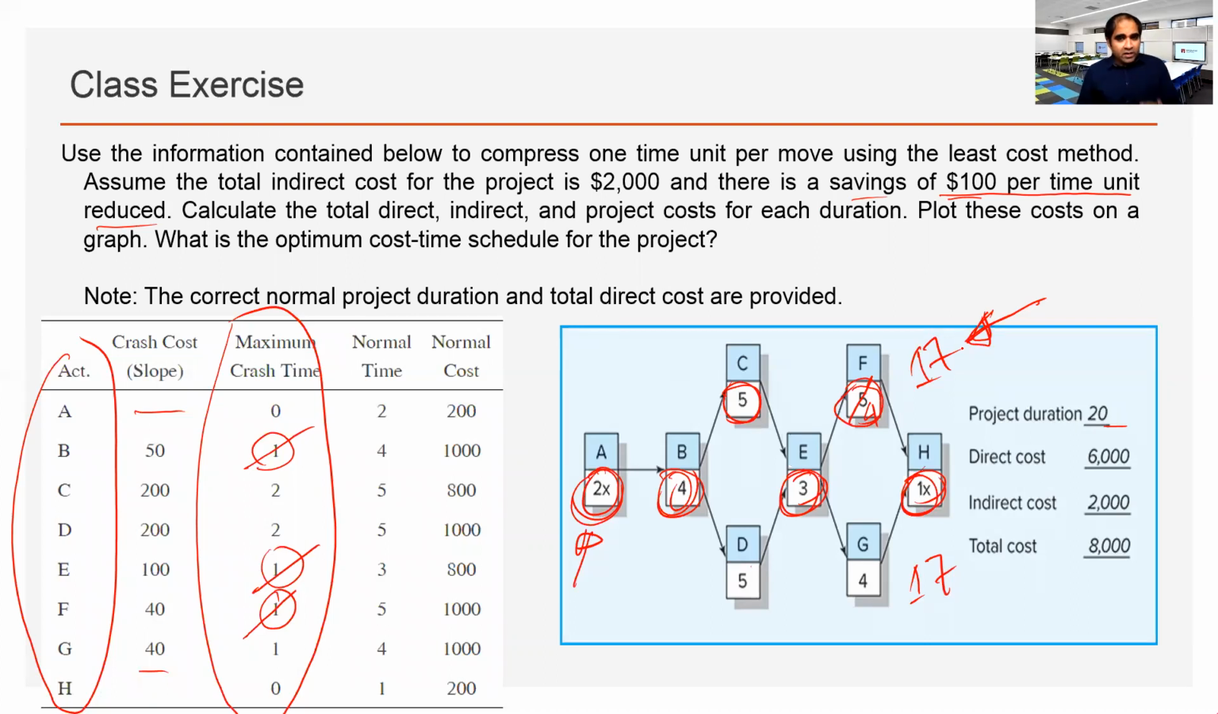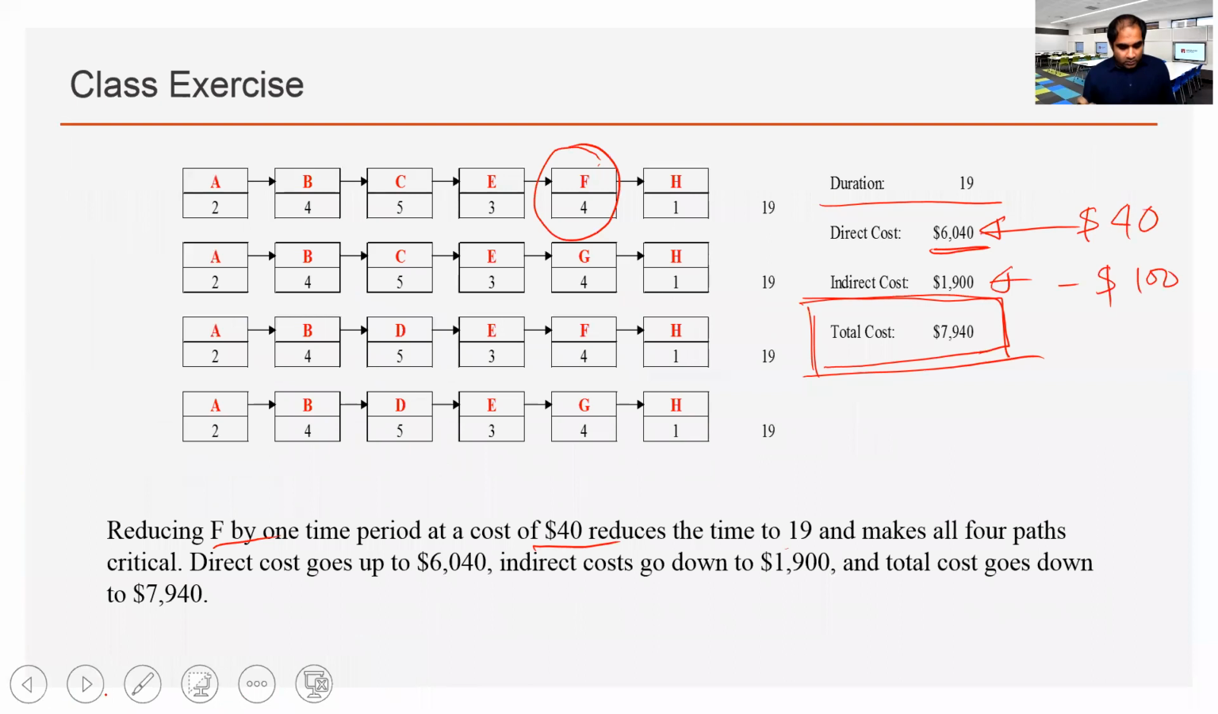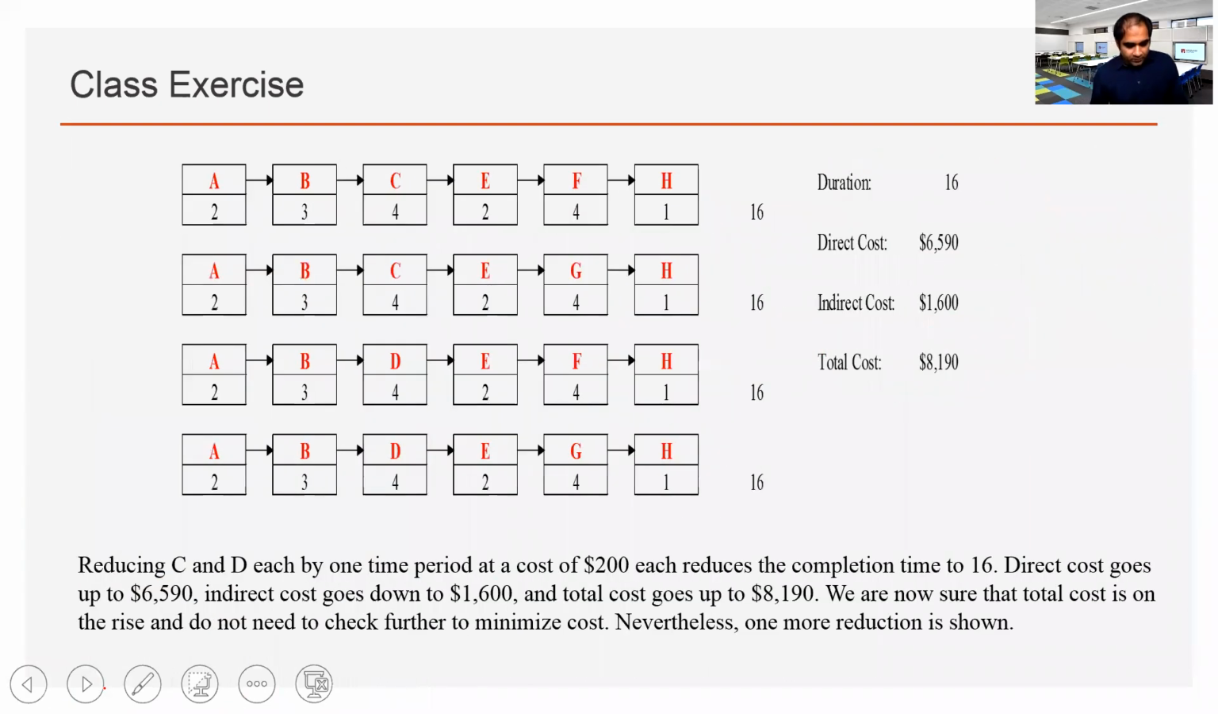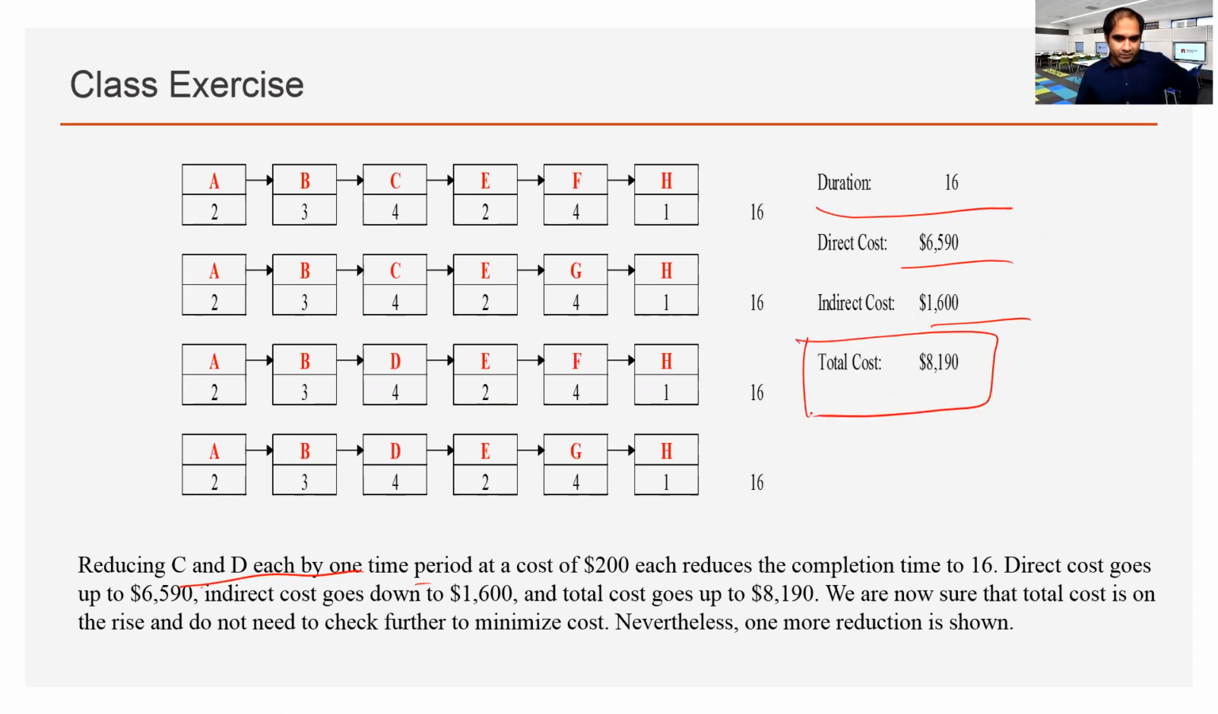And for each of it, we have to do both simultaneously because both are now critical chains. The duration is now 17 days, so we must crash both C and D at the same time. If we do it, that will be additional 400. If we crash C and D each by 1 unit, that will be 16 days, additional 400, but a reduction of 100. Project cost will increase.